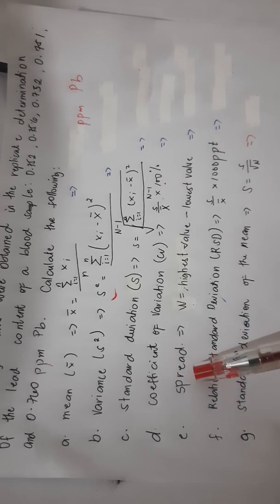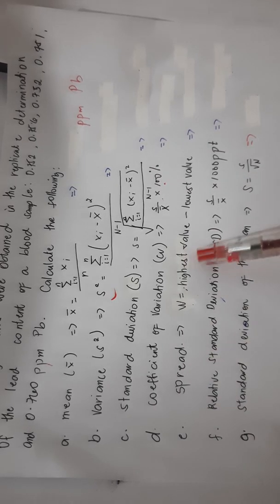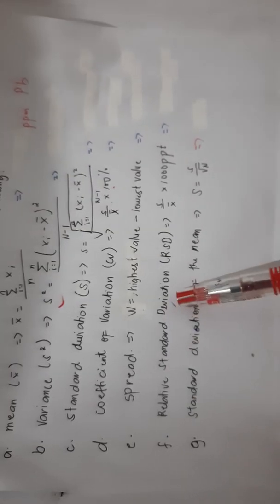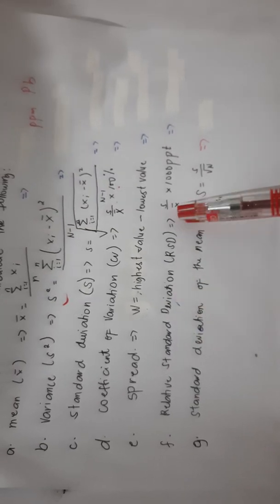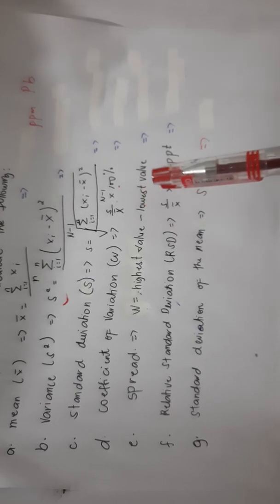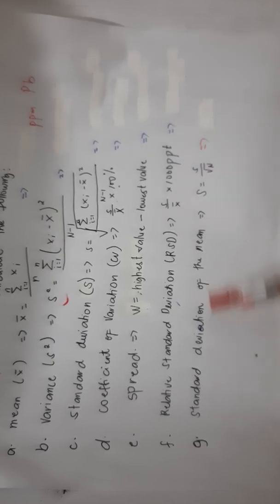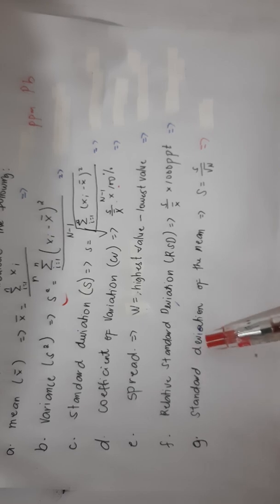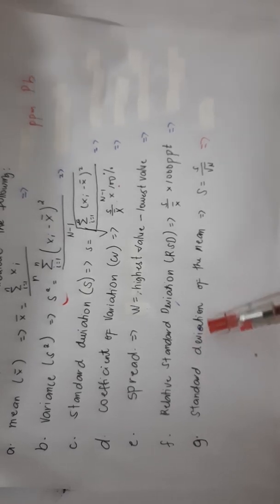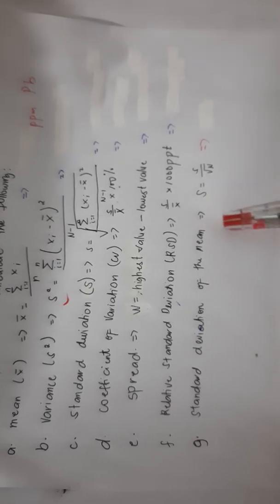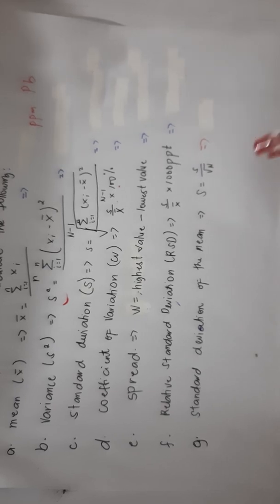Then we have our spread, which is the highest value minus the lowest value, and the relative standard deviation or RSD, which is just the ratio of our standard deviation and our mean times 1,000 ppt. We also have our standard deviation of the mean, or S over the square root of n.